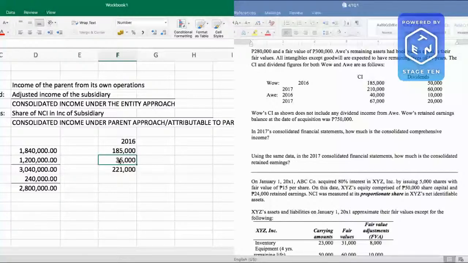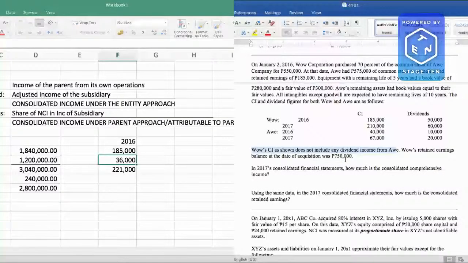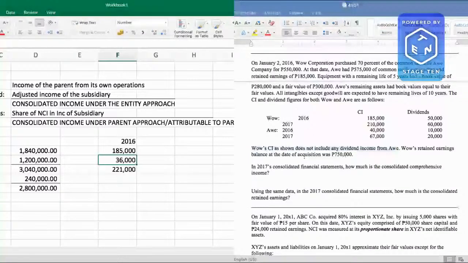Okay, so how much is the NCI in this problem? It says that the parent purchased 70%, so the NCI here is 30%. To get the share of the NCI, 30%, you would get 10,800. Once you have 10,800, you deduct it from the consolidated profit of 221,000, and you would get 210,200. Okay, this would be your consolidated income attributable to parent.